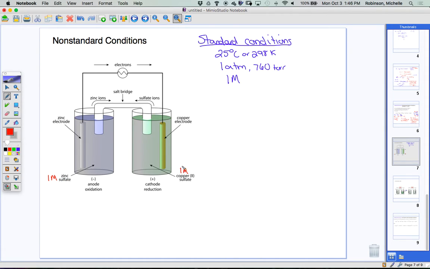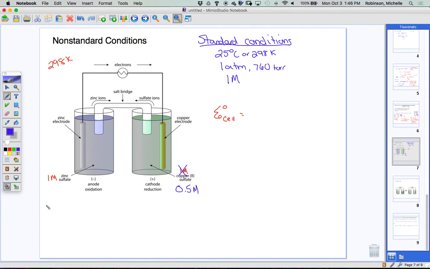All right, we've got 1 molar copper 2 sulfate, 1 molar zinc sulfate. We'll say we're at 298, and we don't really have any gases, so we don't care that we're at 1 atm. So this would be a standard cell, right? You know how to find the cell voltage of a standard cell because you go look it up. It's zinc and copper, and we do cathode minus anode, and we can find that value, yes? What happens, though, when this is not at 1 molar? Let's say it's at 0.5 molar.